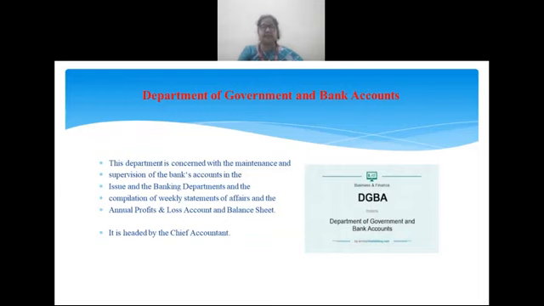Now, the Department of Government and Bank Accounts. This department is concerned with the maintenance and supervision of the bank accounts in the issue and banking departments, and the compilation of the weekly statement of affairs and the annual profit and loss account and balance sheet. For us, there is one bank; in the same way, RBI is the government's bank. For us, Indian Bank, Indian Overseas Bank, Canara Bank are there. In the same way, for the government, RBI is a bank. It is headed by the chief accountant.